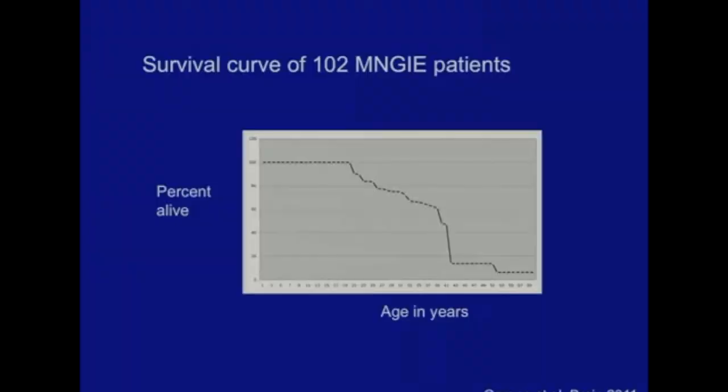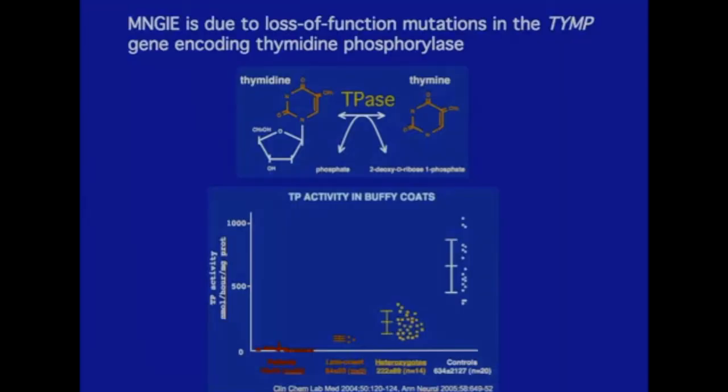Now, this disease is devastating. It typically begins in the late teenage years, and the average lifespan of these patients is about 38 years. They suffer for about 2 decades with this disease. It's a devastating disease.